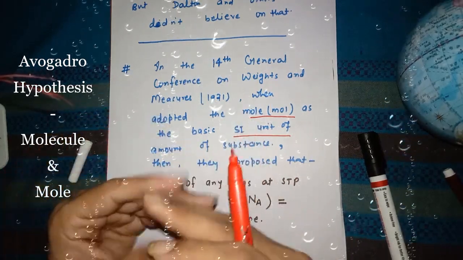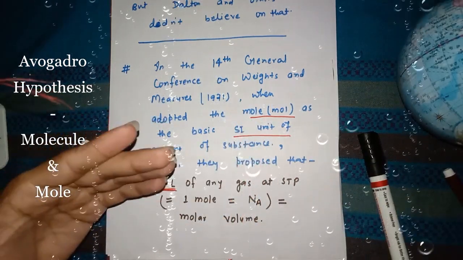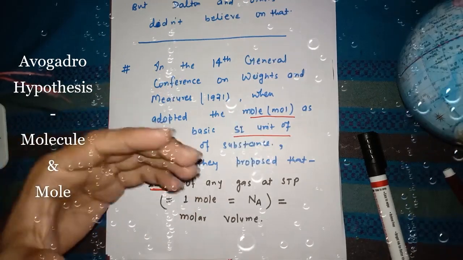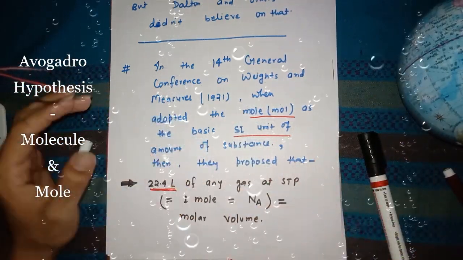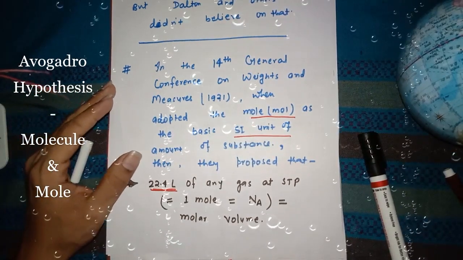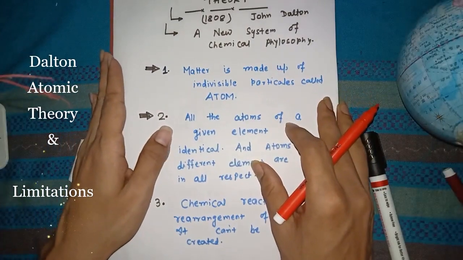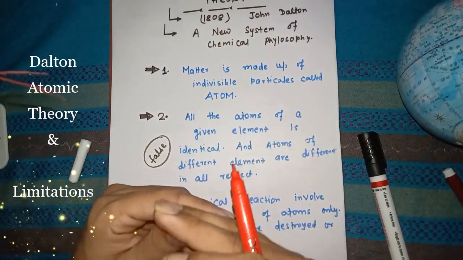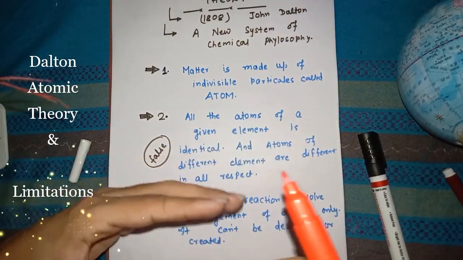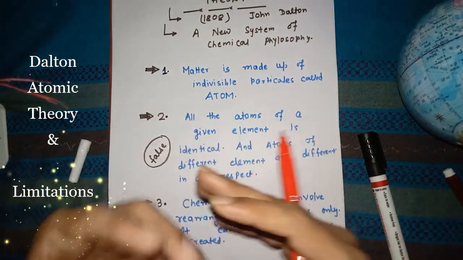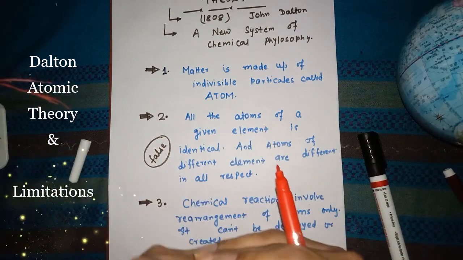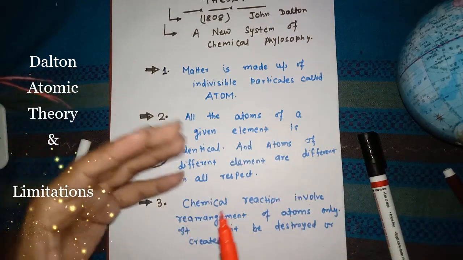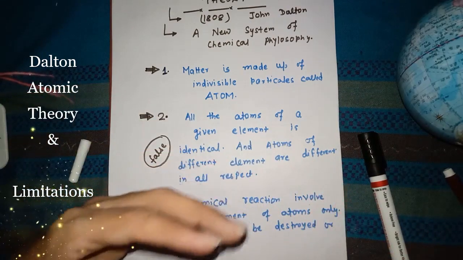About these things we will study in detail, but here I have discussed all the laws of chemical combination. I hope you have understood all the laws and have to care about their conditions and their practical meaning. So now I am discussing Dalton's atomic theory. I have told you that all metals, all substances consist of tiny particles, which we call atoms.